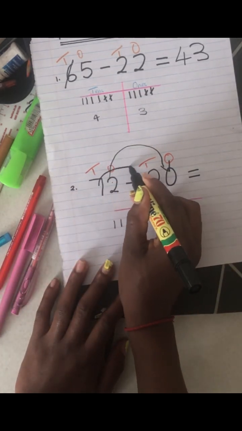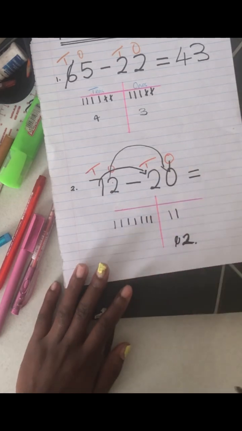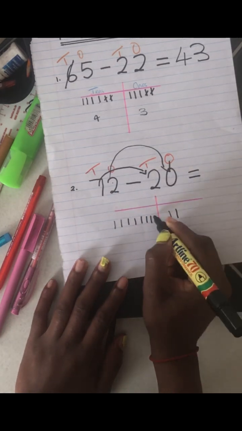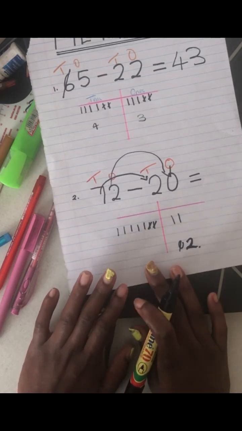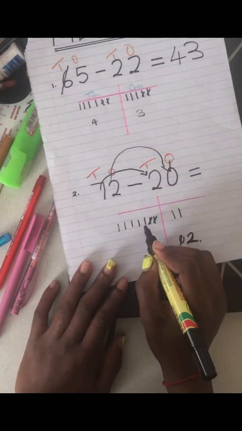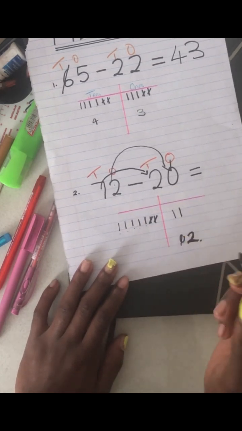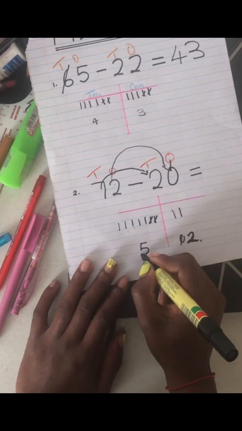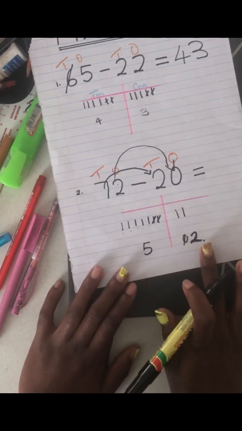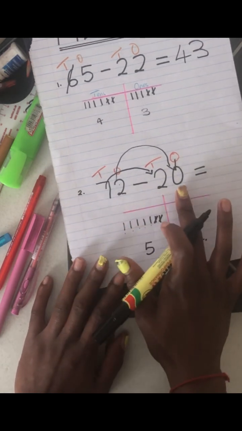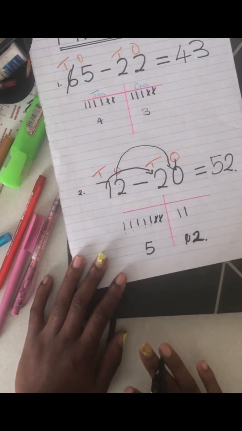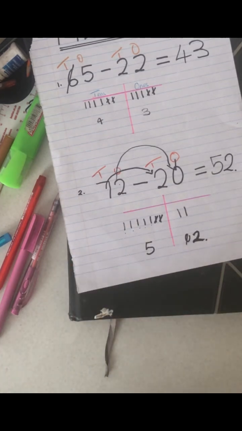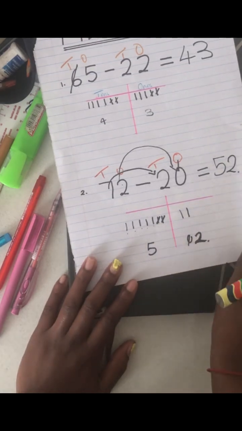7 minus 2. So 7 minus 2, we're going to say 1, 2. So you're going to count the sticks that are left. 1, 2, 3, 4, 5. So the answer is 5. So the final answer here is 52. So which means 72 minus 20 is 52. I hope you guys understand this method better, right?